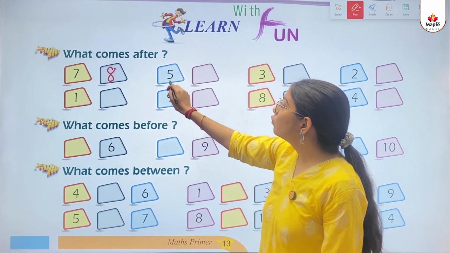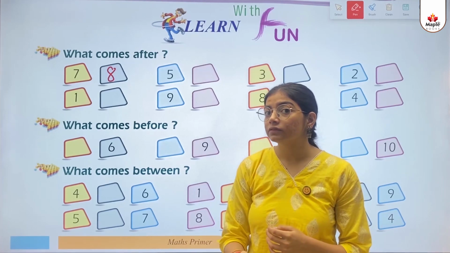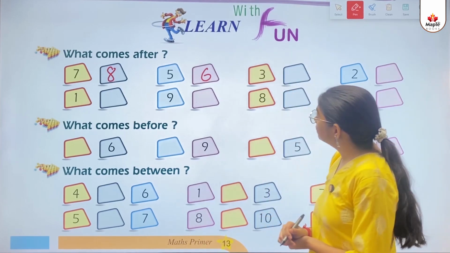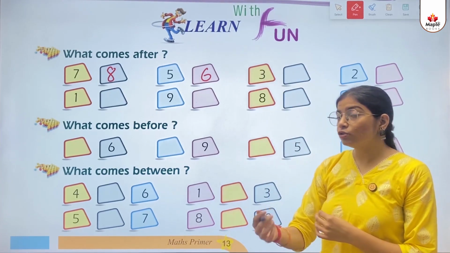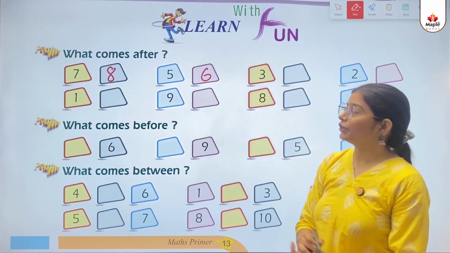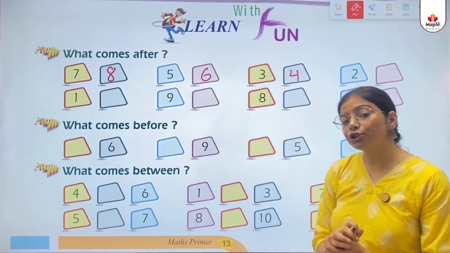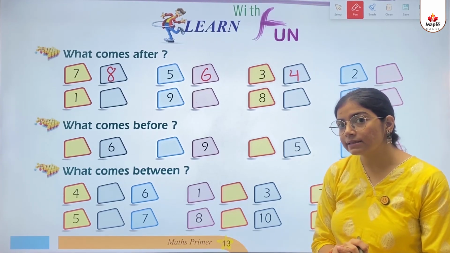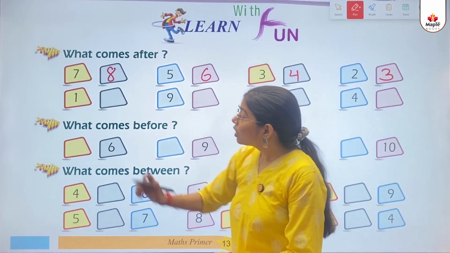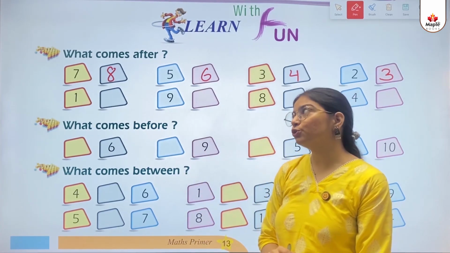Then, what comes after 5? What comes next to 5? That is 6. Then, what comes next to or after 2, 3? That is 4. Now, what comes after 2? That is 3. Then, what comes after 1? That is 2.